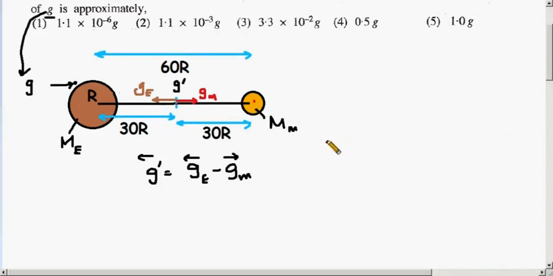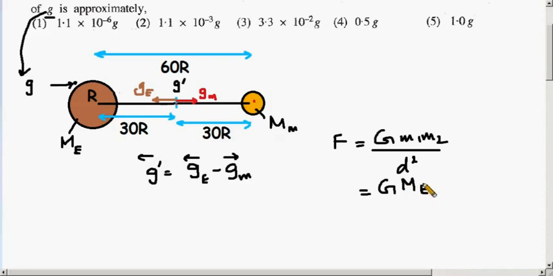So now let's go to Newton's equation. F equals G m1 m2 divided by distance squared. So here, m1 is the Earth, the mass of Earth. What we want is not F, what we want is g Earth.